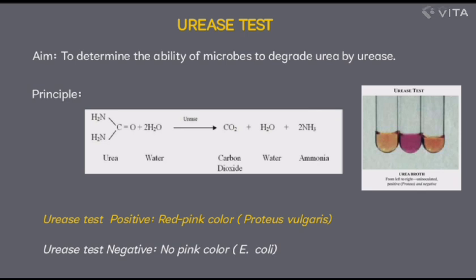Rapid urease-positive organisms turn the entire medium pink within 24 hours. Urease test positive: Proteus vulgaris. Urease test negative: E. coli.